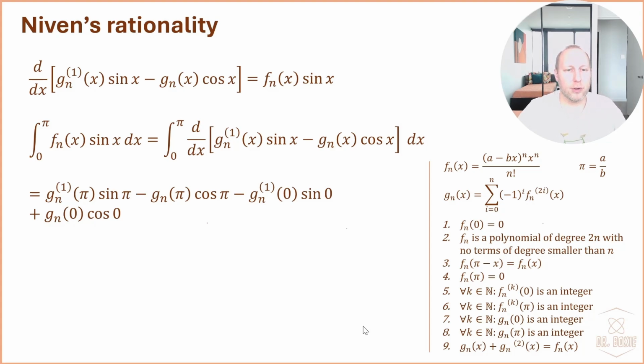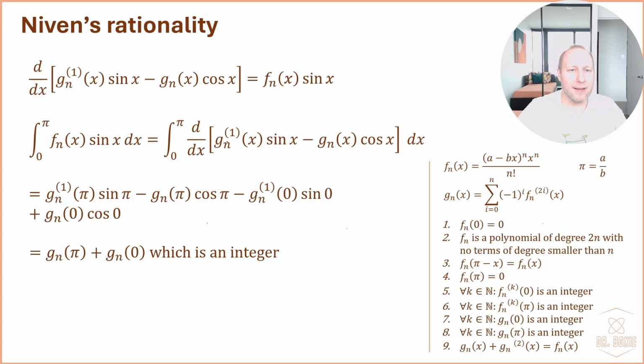Now the very first term has a sine pi in it. Sine pi is 0, so that term vanishes. The third term has a sine of 0 in it. That term vanishes as well. Sine 0 is 0. The second term is negative gn pi multiplied with cosine of pi. Now cosine of pi is negative 1, so it cancels the negative in front of it, and we're left with gn of pi times 1. And then cosine of 0 is 1, so we get plus gn of 0.